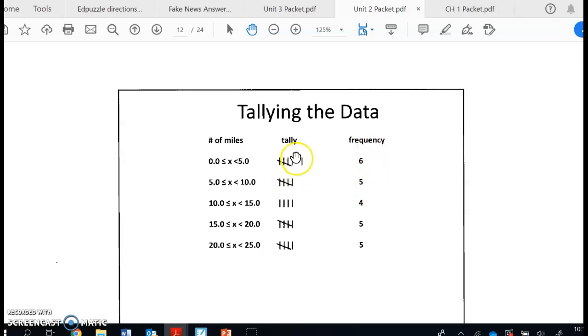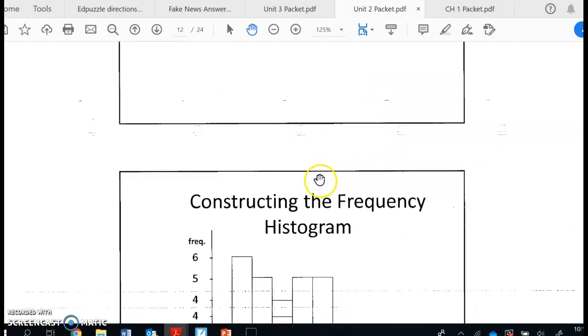And then frequency is just, well, how many tallies do I have? 1, 2, 3, 4, 5, 6. 1, 2, 3, 4, 5. 1, 2, 3, 4. And the last two are 5 and 5. And that's the frequencies. So that's how you create your frequency table to then create your histogram.